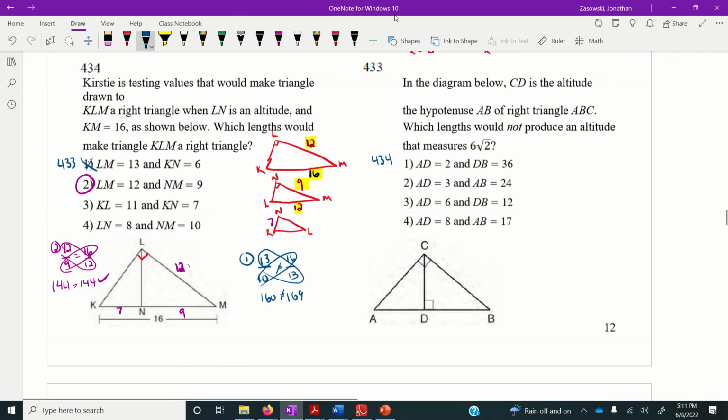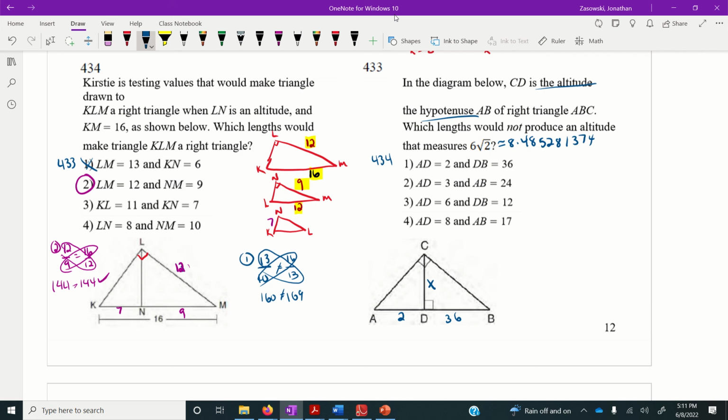When we're done. Okay. For number 433, same question, altitude to the hypotenuse. Now, it says which of these will not produce an altitude that is 6 radical 2? The altitude is this side, so we can just call that x. Now, 6 radical 2 is 8.48528137. So we just need to get this decimal as an answer.